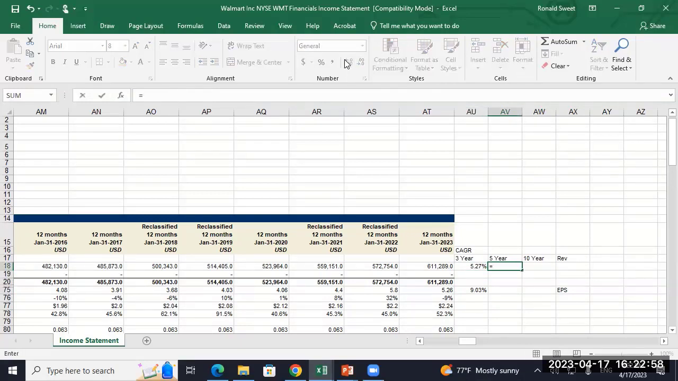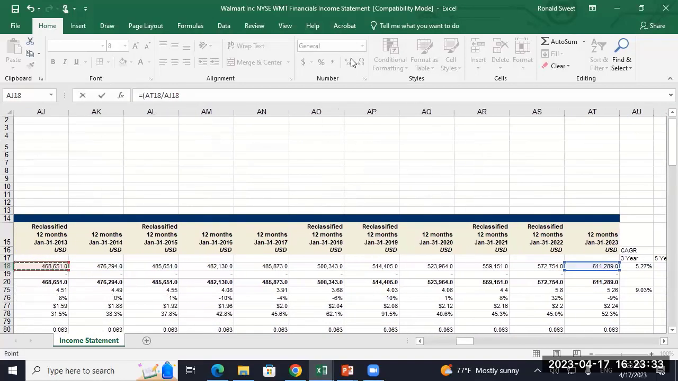We can do the same thing for 5 years. So how many years do I go back? 5. Someone tell me. 5-year CAGR, go back 6 years, right? Raised to 1/5, minus 1. And then 10 years, how many years back? Just 11: 1, 2, 3, 4, 5, 6, 7, 8, 9, 10, 11.